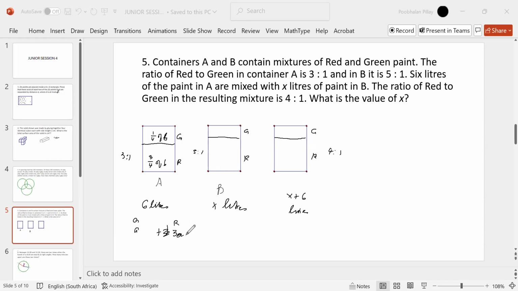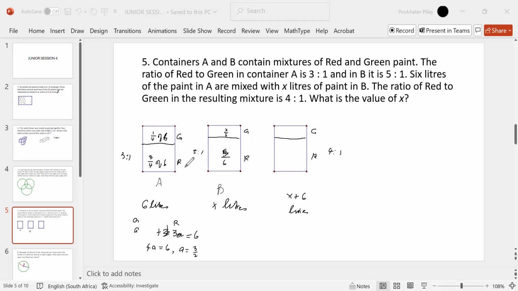But now these two together add up to 6, right? So therefore 4A is equal to 6, and then A is 3/2, which is 6/4. So 1/4 of 6 is 6/4, you see. And here you will have 3 times 6/4. Even here, the ratio is 5:1, so 5 plus 1 is 6. So it's 5x/6, and here you have x/6.